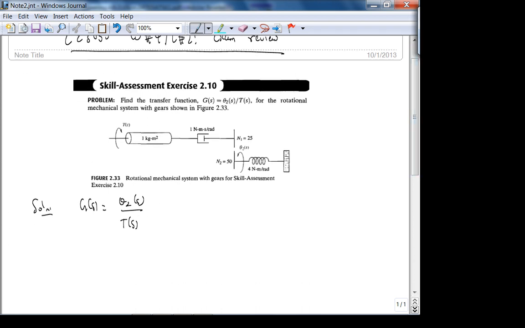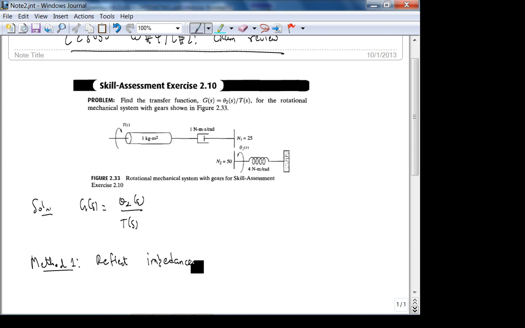So how do you do the transfer function of this? By reflecting impedances. So method one is reflect impedances. This is the approach I would expect you to follow on the exam because you don't have time, unless you're really fast, to do the free body diagram. The free body diagram, as you will see, gets a little messy if you have a lot of gears. So it's much easier to reflect impedances. However, you have to understand why that technique works. It's important for your understanding.